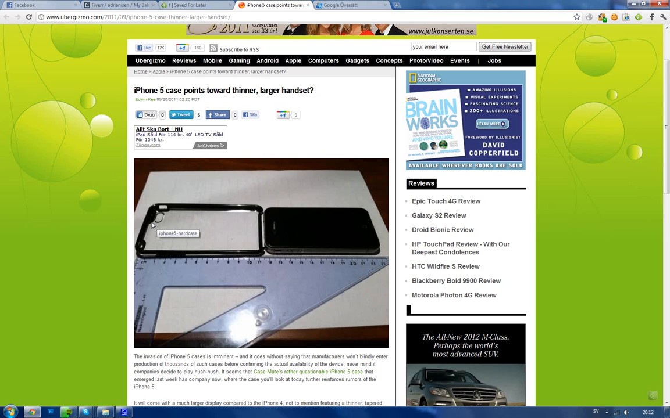So I don't think that this is the iPhone 5 case, because this is not like the case that we have been seeing on Deal Extreme when they have been selling out this case before. I think that's the real deal. I don't think this case is the real deal. That's from Casemate. I think that's more of the real deal. But this one is way too big.